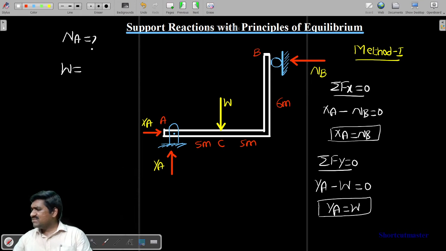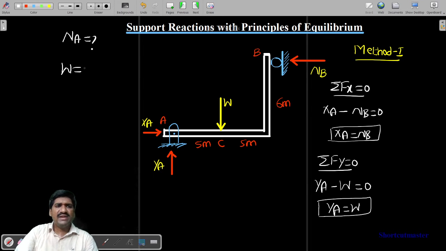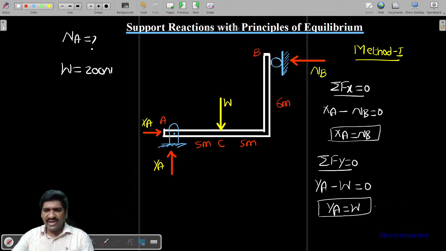Let us take some values. Let the weight be, for example, 200. No need to worry about the values. When the weight is equal to 200, can I say that your YA will also be equal to 200 newtons or not? 100% correct.